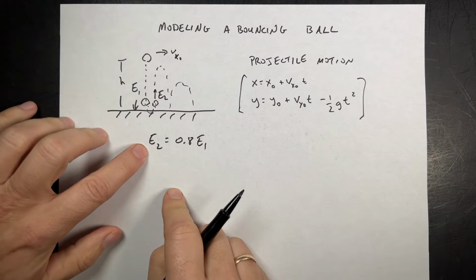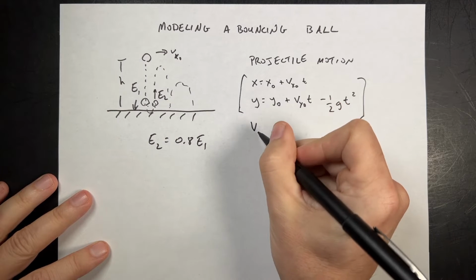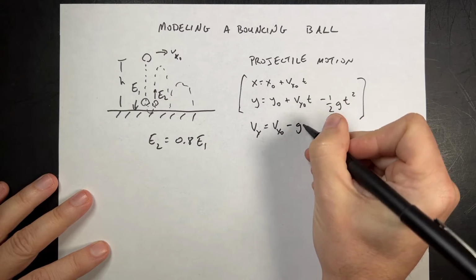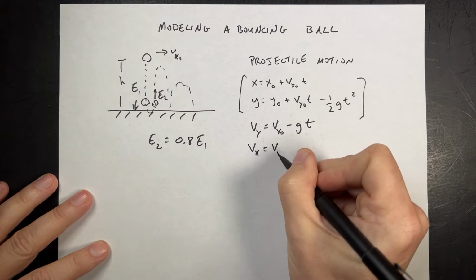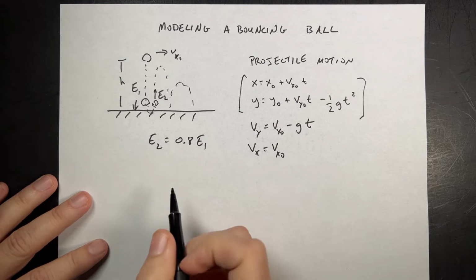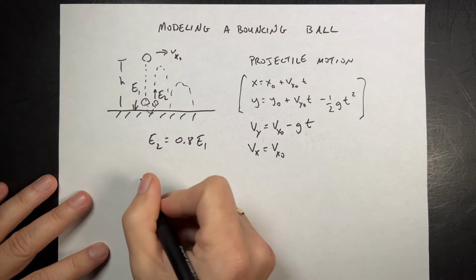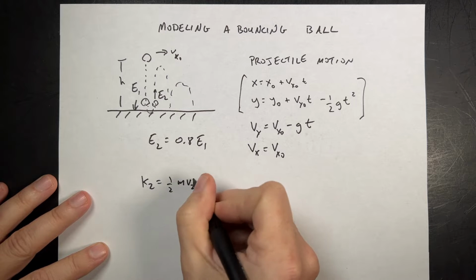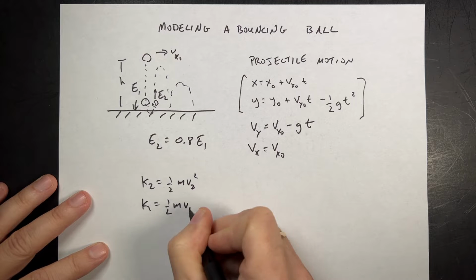So let's just say I know the velocity right here, and I can get that up here. Vy is Vy initial minus g t. Vx equals Vx initial, right? Because there's no acceleration in the x direction. And I can calculate the kinetic energy right before it collides. There's no change in potential energy. So I can say K2 is 1/2 m v2 squared, and K1 is 1/2 m v1 squared.